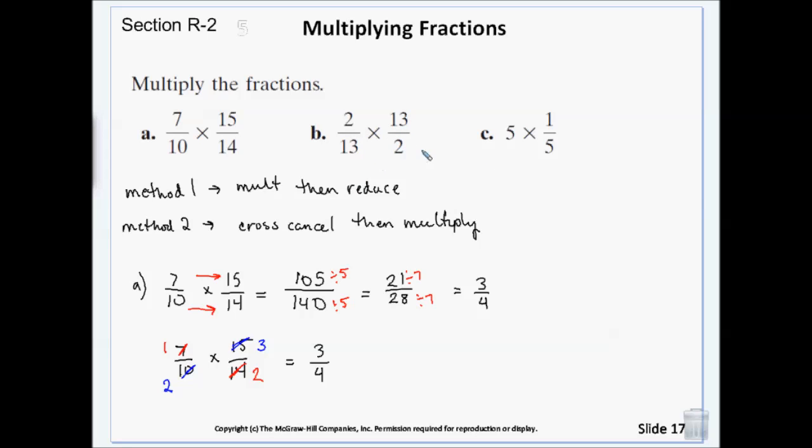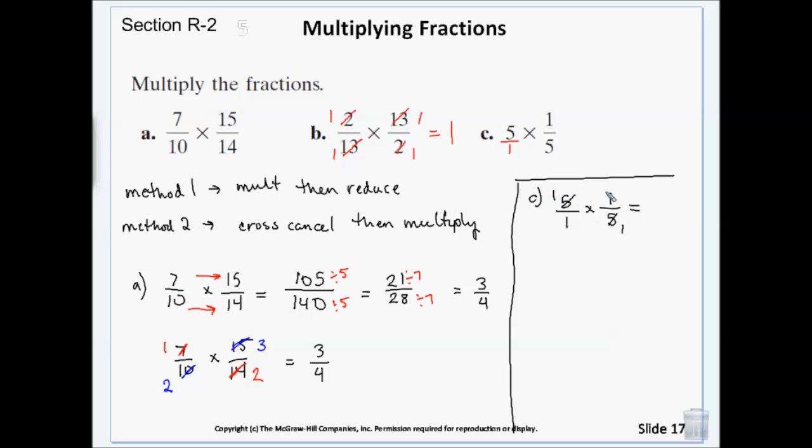B, these cancel each other out, right? 13 and 13 both divide by 13, and 2 divides by 2 as well as 2. So I have 1 times 1 over 1 times 1, so I have 1 over 1, which is 1. If I have a whole number, that's the same thing as a 5 over 1. Actually, there's 2 methods on this too. So I can do this, which these will cancel, and I get a 5.